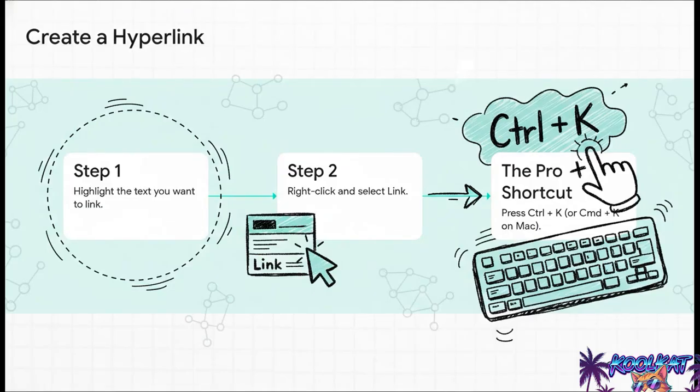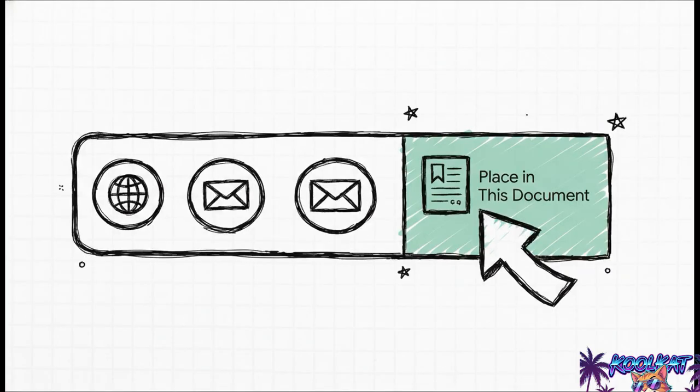You can highlight your text, right-click, and choose Link. But you know there's a pro shortcut, right? It's Control-K. Just highlight your text, hit Control-K, and that brings up the menu instantly. It's going to save you so much clicking around. Now, inside that menu, you'll see a few options. Yeah, you can link to a web page or an email address.